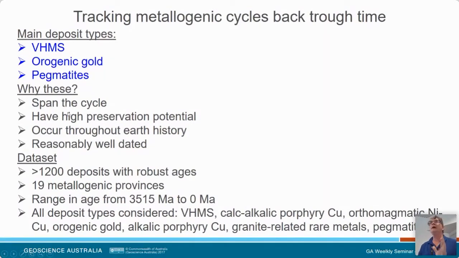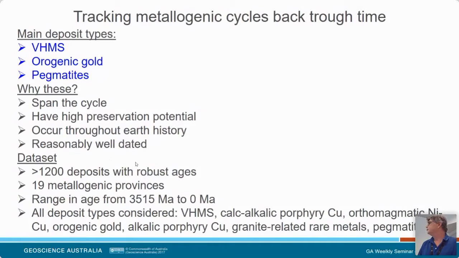The second thing is they have a high preservation potential. A porphyry copper deposit, because it's forming up high in the crust, is unlikely to be preserved in geological time. Whereas these deposits, because they're either forming in a basin, in a fairly deep basin, or they're forming in the lower part or the middle part of the crust, they actually have a much higher preservation time. The other thing that is important is that they're reasonably well dated. Okay, we can actually find some reasonably good, consistent age dates for these deposits around the world.